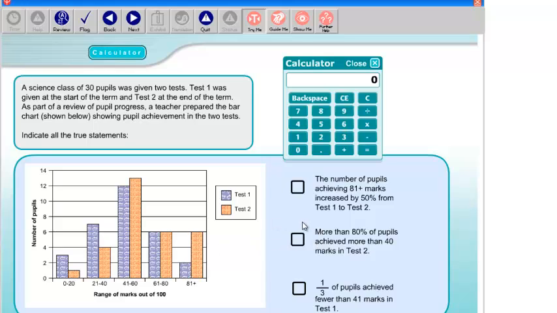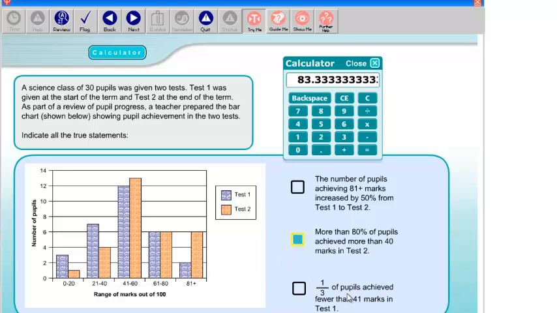Anyway, statement 2, more than 80% of pupils achieve more than 40 marks in test 2. Here we're interested in the categories 41 to 60, 61 to 80, and 81 plus, just for test 2, which is the orange color. So here we've got 13 pupils, plus 6 and plus another 6. So that's 25 pupils out of the total of 30. We'll divide by 30 and times by 100, which tells us that 83.3% of the pupils achieved more than 40 marks in test 2, which is more than 80%, so that's true.